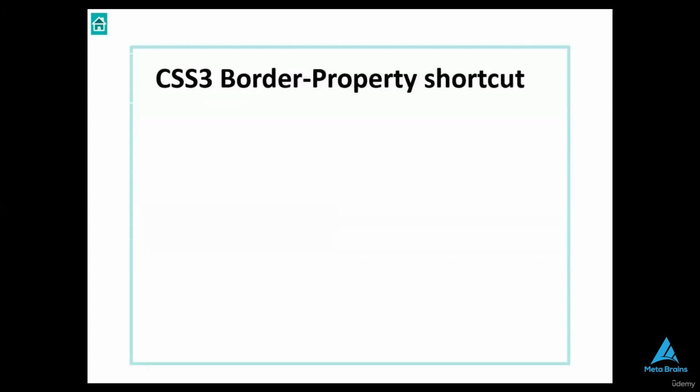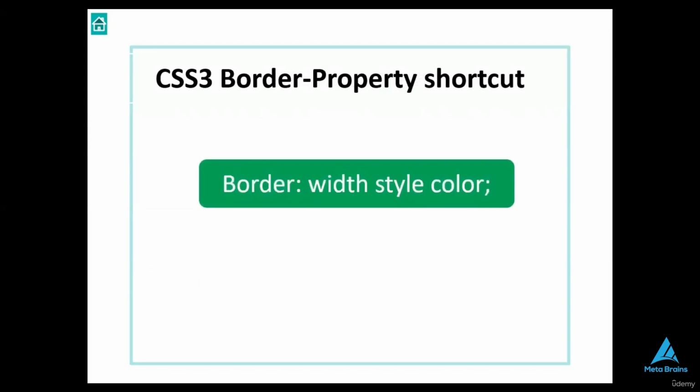Okay, so here is the border property shortcut that you should use. First, we have to specify the width, then the style, and lastly, the color. So let's have a practical look at it in VS Code.